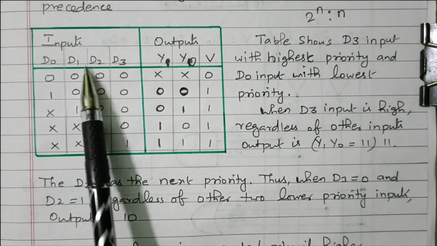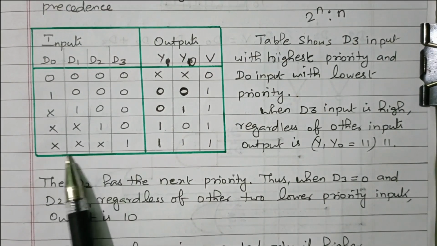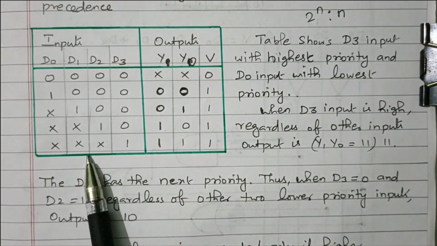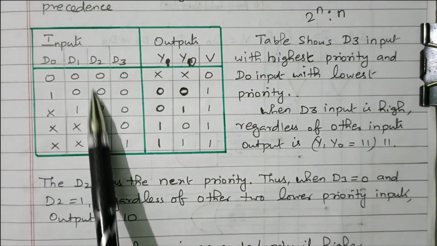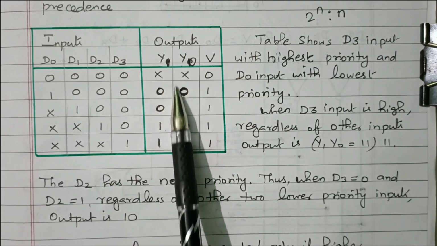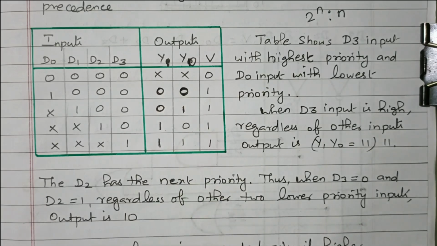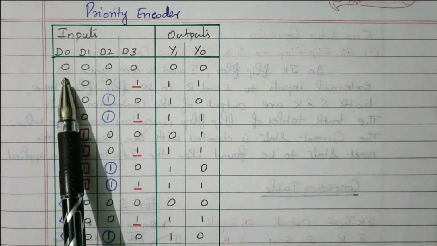Here 4 digits are available, so 16 combinations are there. Here we simply marked X, which may be 0 or 1. So there are 16 possible inputs and 2 possible outputs. Now we'll see the detailed truth table. So this is the detailed truth table.